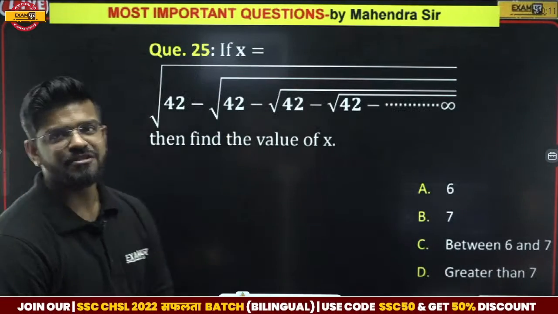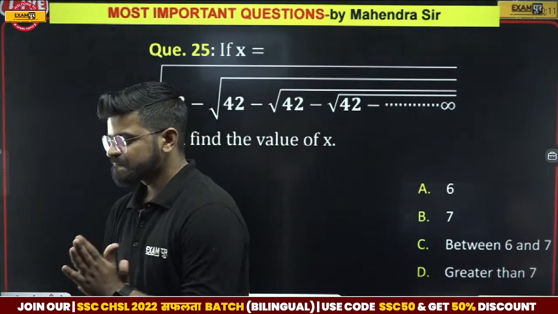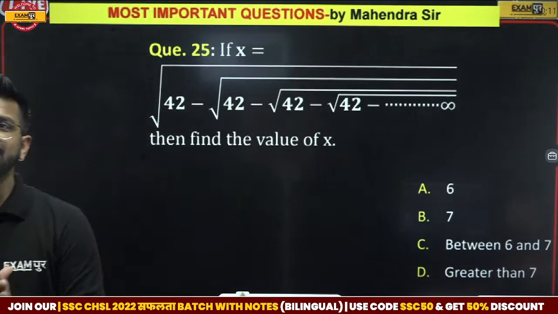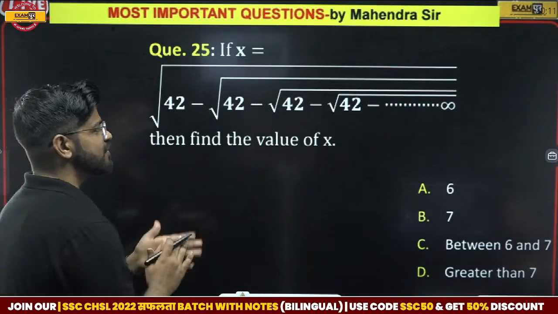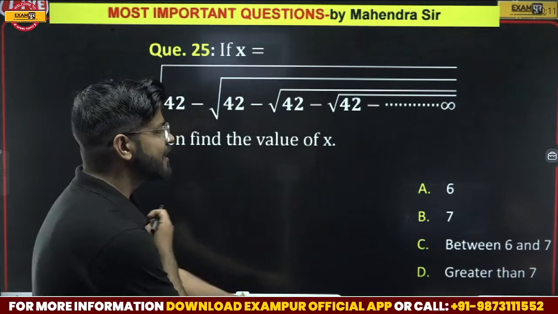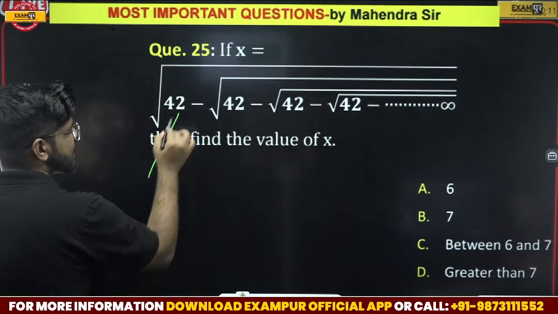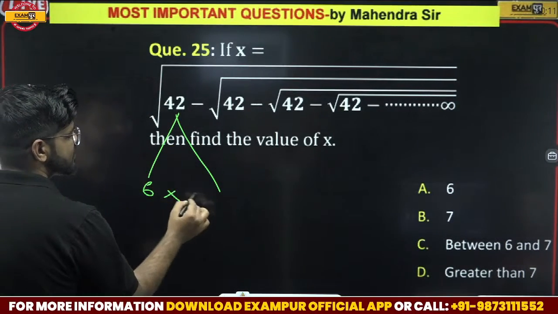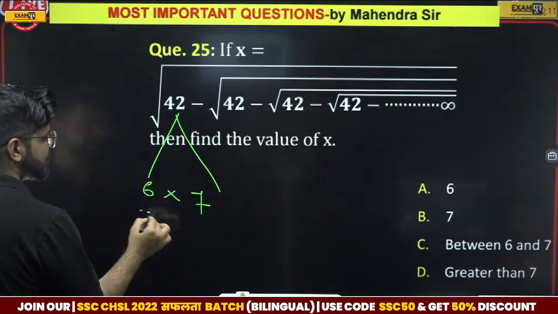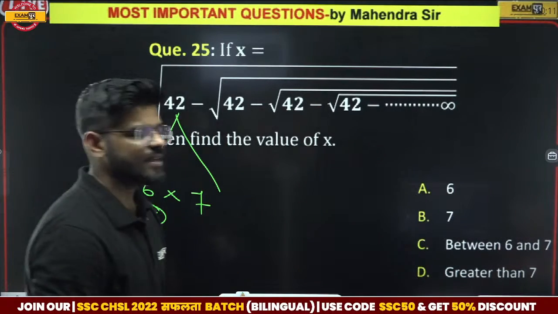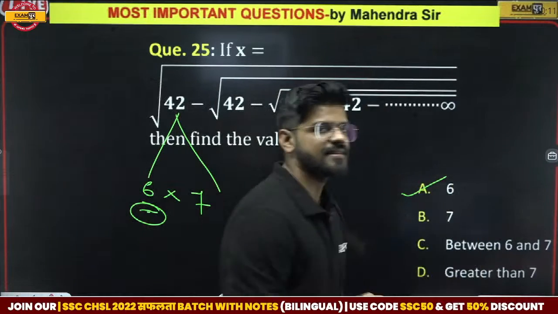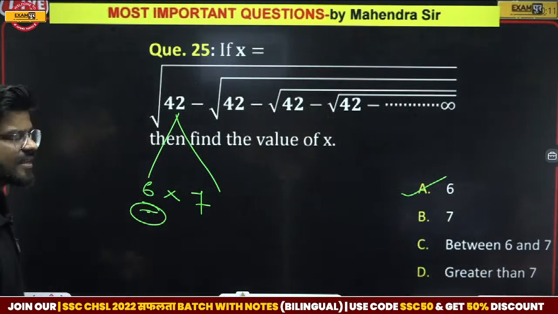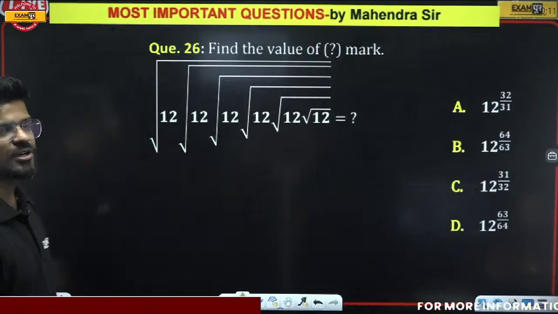Now this question. We have done questions from the positive signs. Now we have a negative sign question. You know that we can write it as 6 into 7. So minus sign, that means 6 is my right answer. Clear to everyone? Yes, Anupam, absolutely correct.